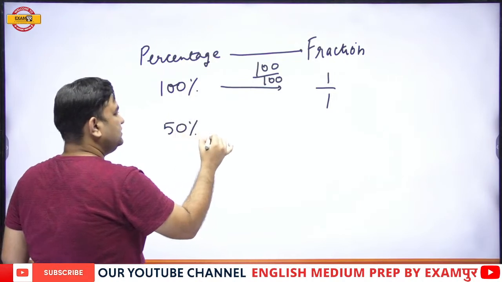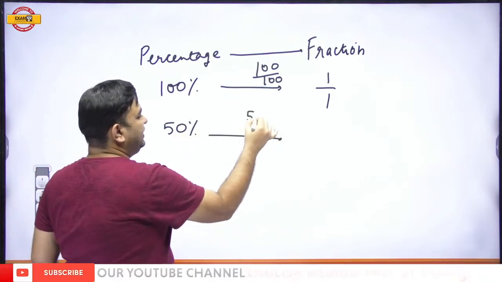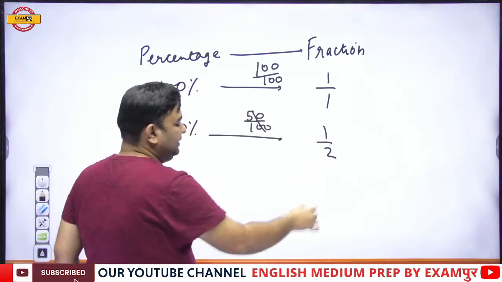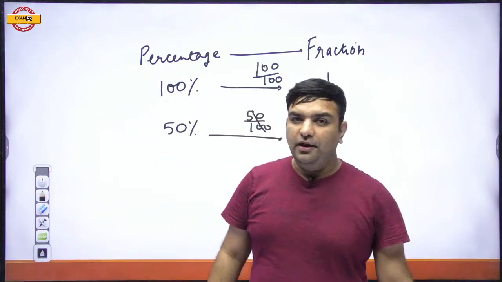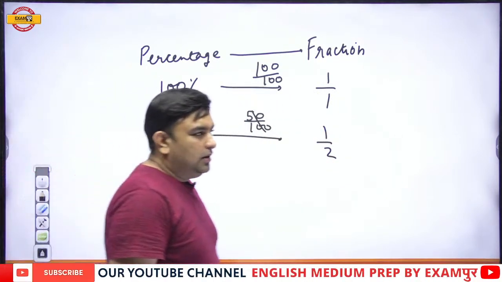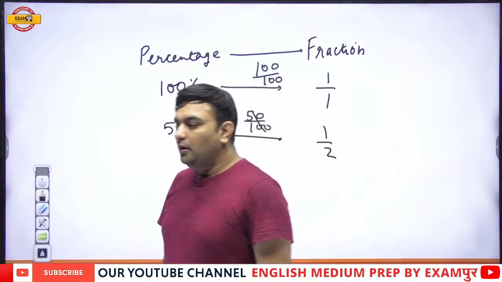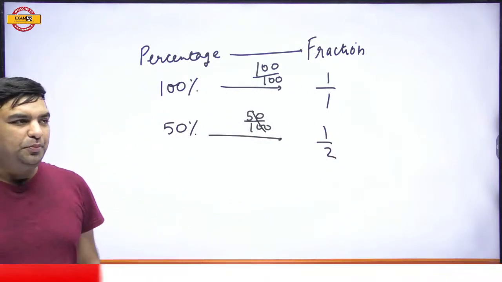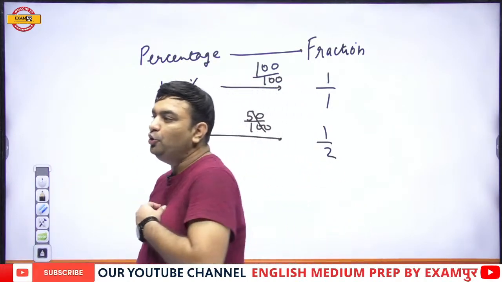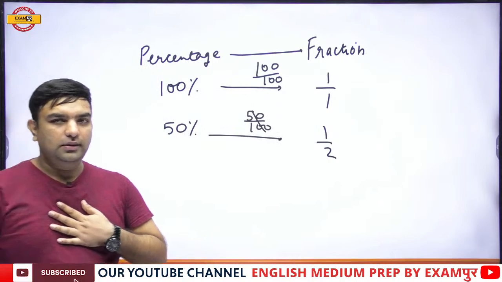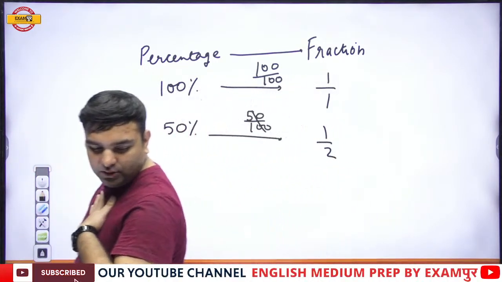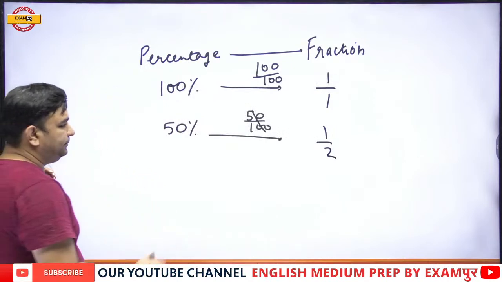50%. When you divide it by 100, it's 1 by 2. So any percentage can be converted into a fraction very easily, just by dividing it by 100. But since some of the numbers would be very difficult, they need to be remembered for long. Yes, those terms we can learn for a long time.